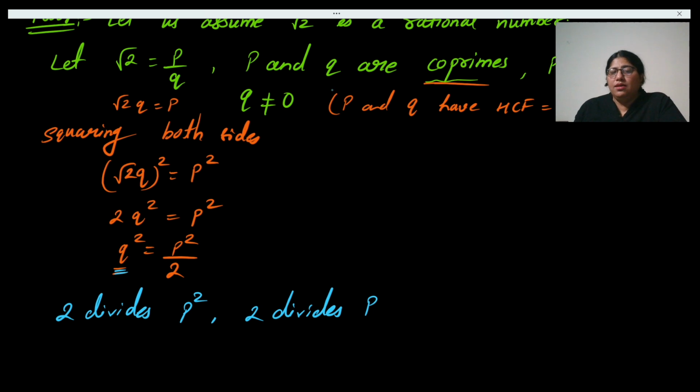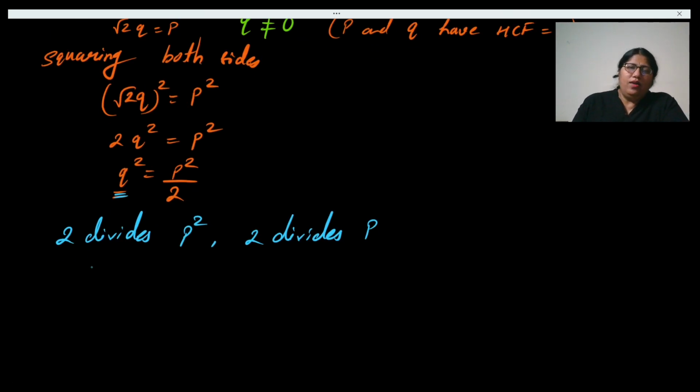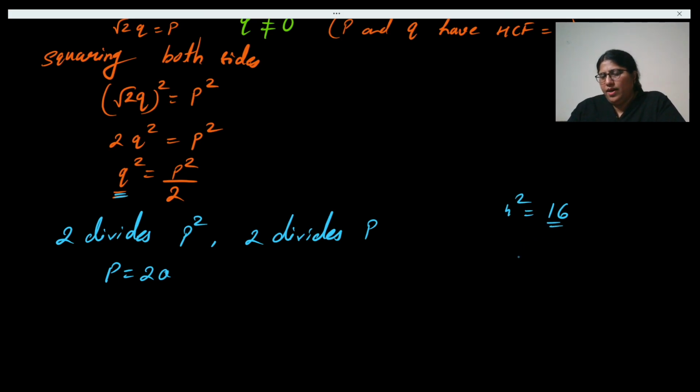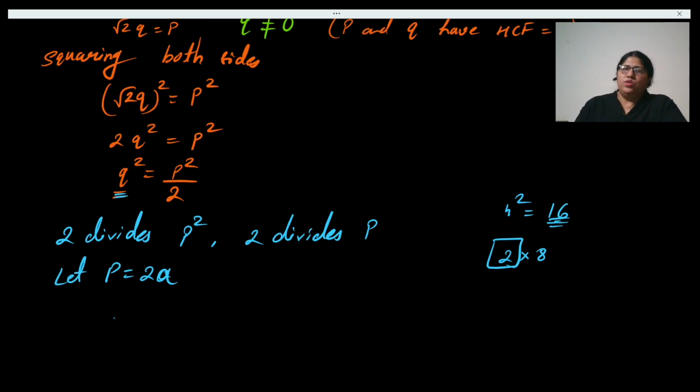Now because 2 divides p, I can write p as a prime factorization of something. Like if I take 16, 2 is a factor of 16. This is nothing but 4 squared, so 2 divides 4 also. So can I write 16 as 2 into 8? One of the factors is 2, and there will be some product of other factors, which I'm taking as a. So let p be equal to 2a and label this as number 1.